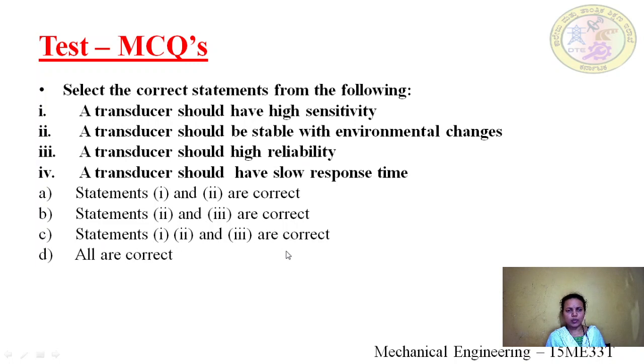Option C, statements 1, 2 and 3 are correct. A transducer should have high sensitivity. A transducer should be stable with environmental changes. A transducer should have high reliability. Option D, all are correct. The solution is option C. Statements 1, 2 and 3 are correct. That means a transducer should have high sensitivity. A transducer should be stable with environmental changes. A transducer should have high reliability.